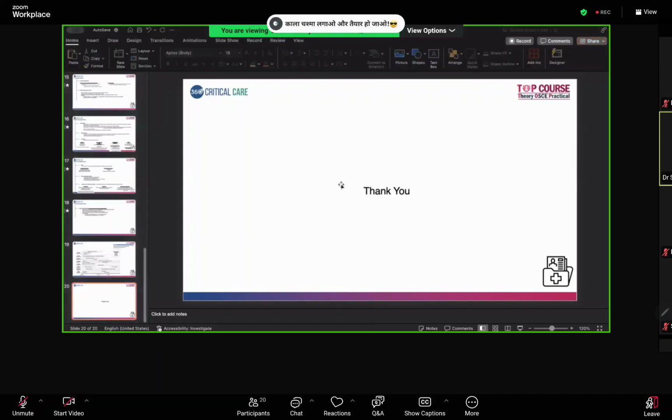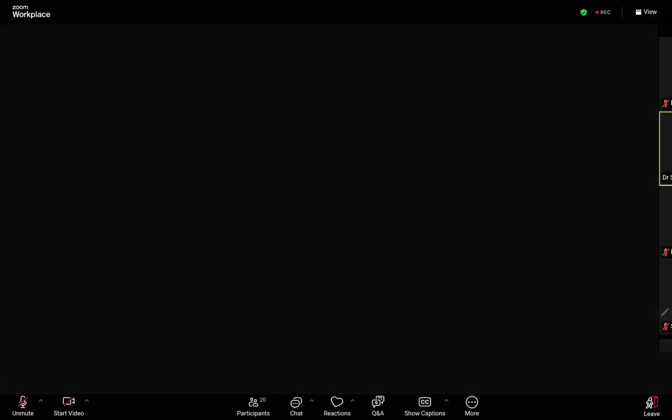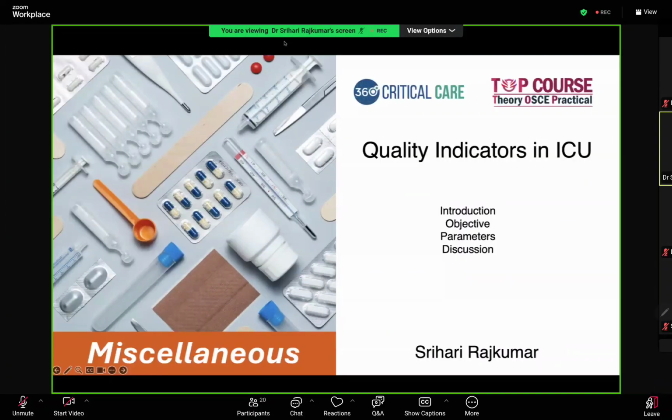So the next talk is on quality indicators. That is relatively a short topic, so I'll try to finish it as early as possible. So, is the slide visible?